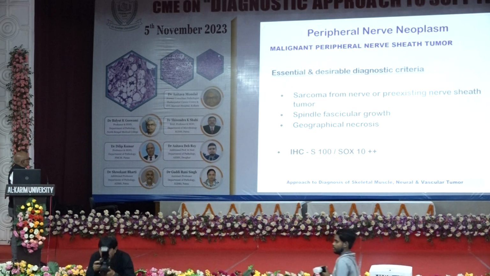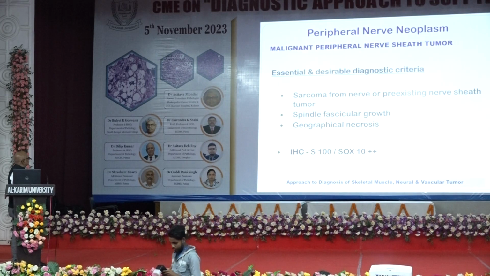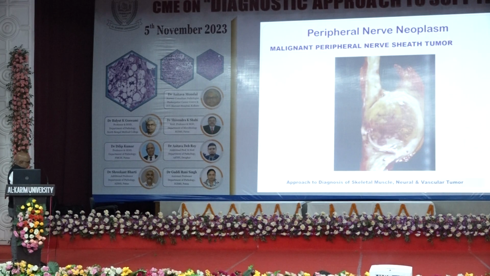So the essential and desirable diagnostic criteria for diagnosing malignant peripheral nerve sheath tumor are sarcoma from a nerve or pre-existing nerve sheath tumor. You must ask the history, it will give a history. Spindle fascicular growth and geographical necrosis. You must think of malignant peripheral nerve sheath tumor, and you can sign out with S100 or SOX10 positivity by IHC. See, this is the gross picture of this malignant peripheral nerve sheath tumor.